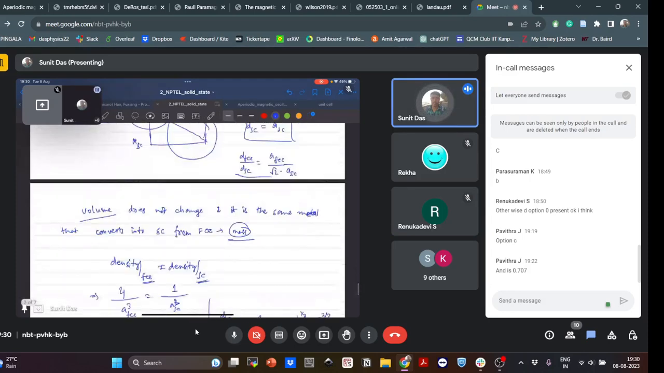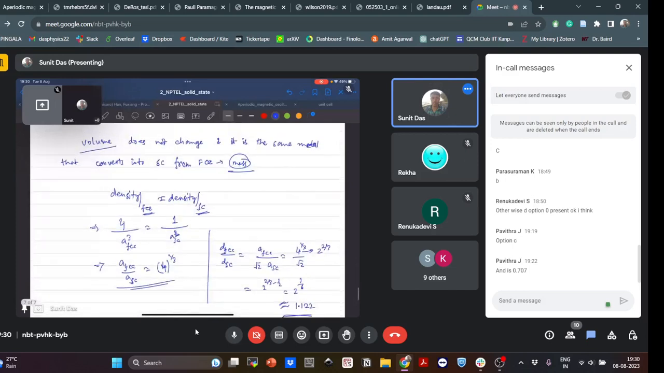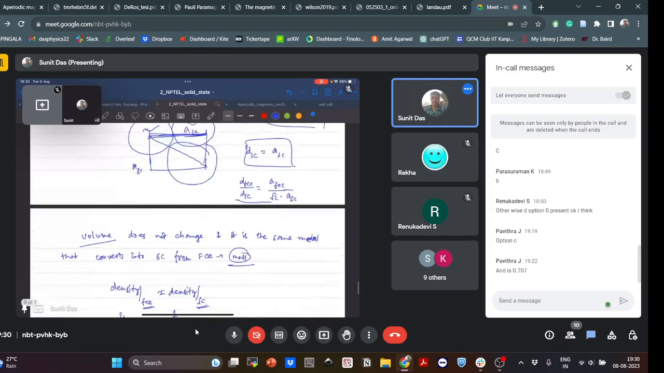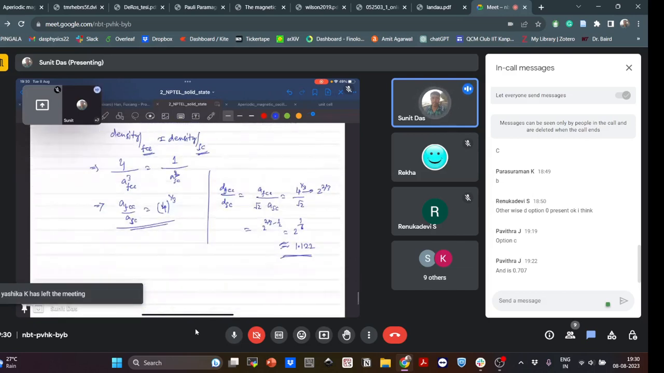So please tell me if you don't understand the concept of this problem, or how we approach it. Okay, so let's move to the next problem.